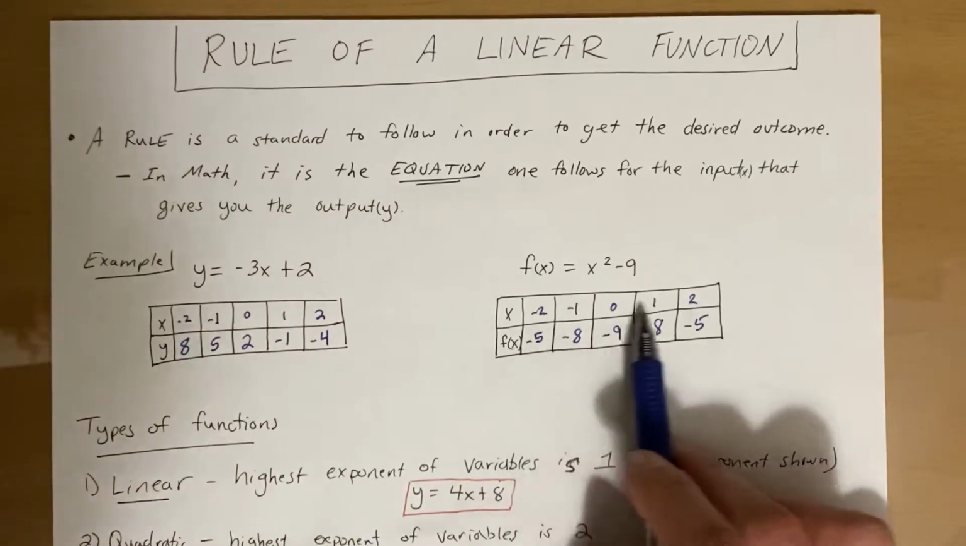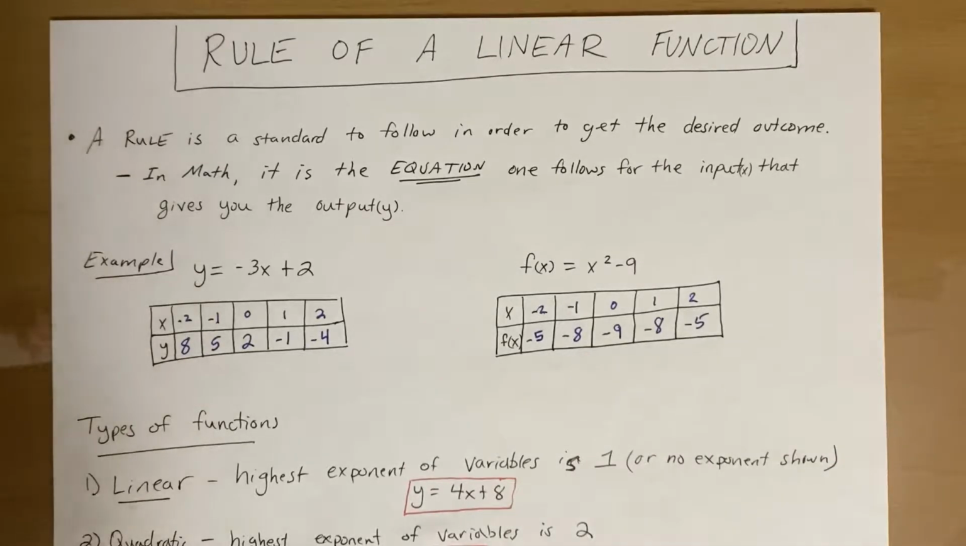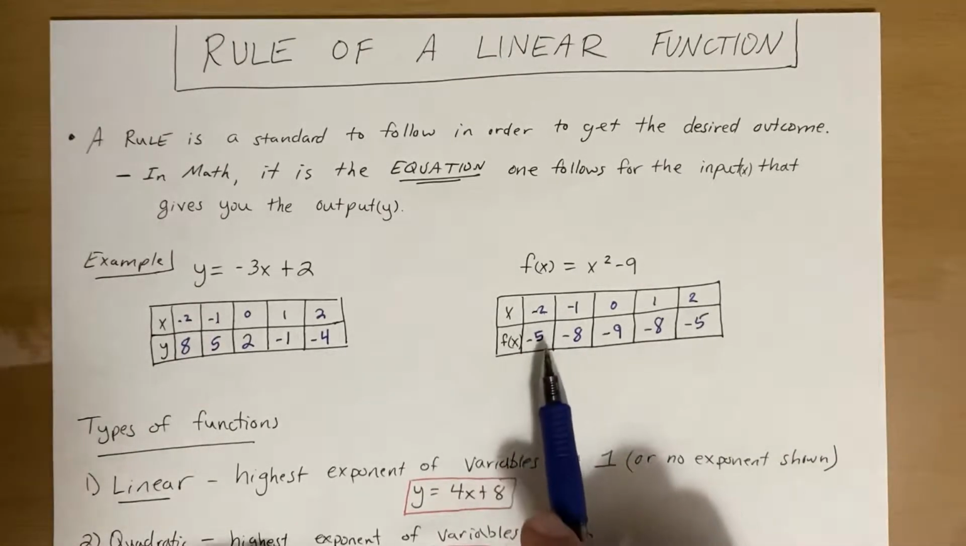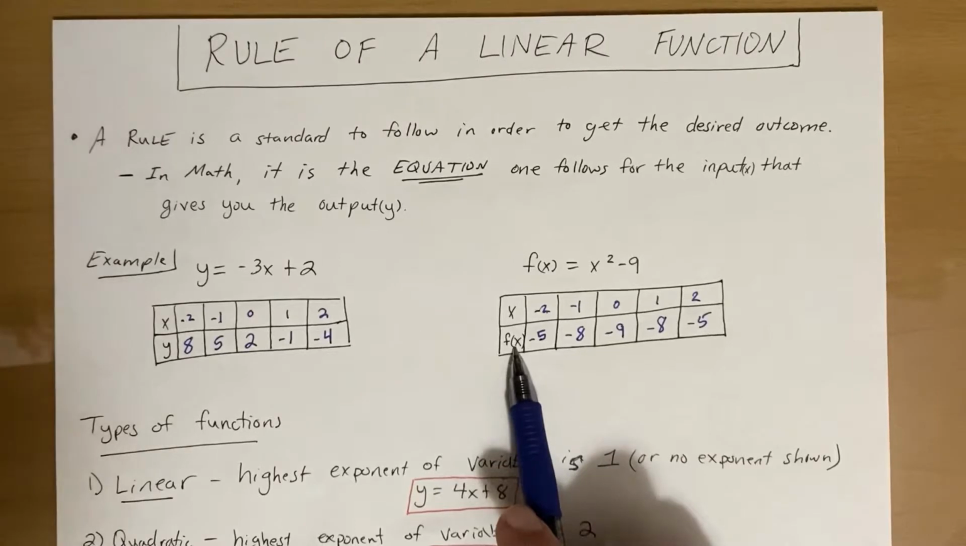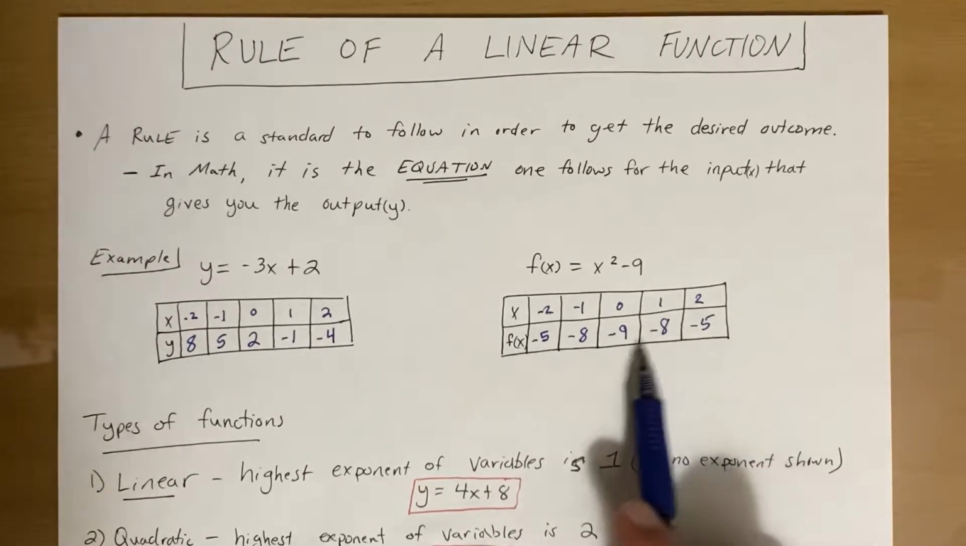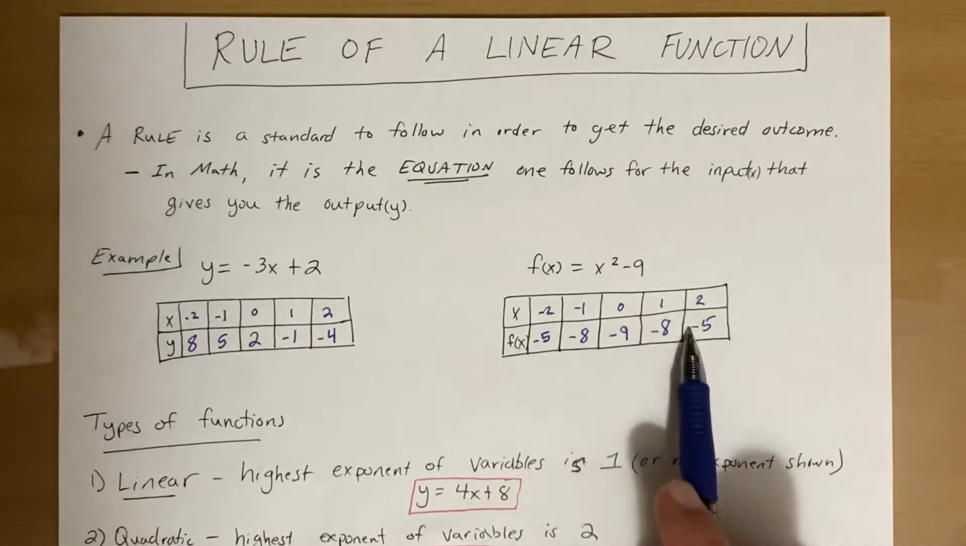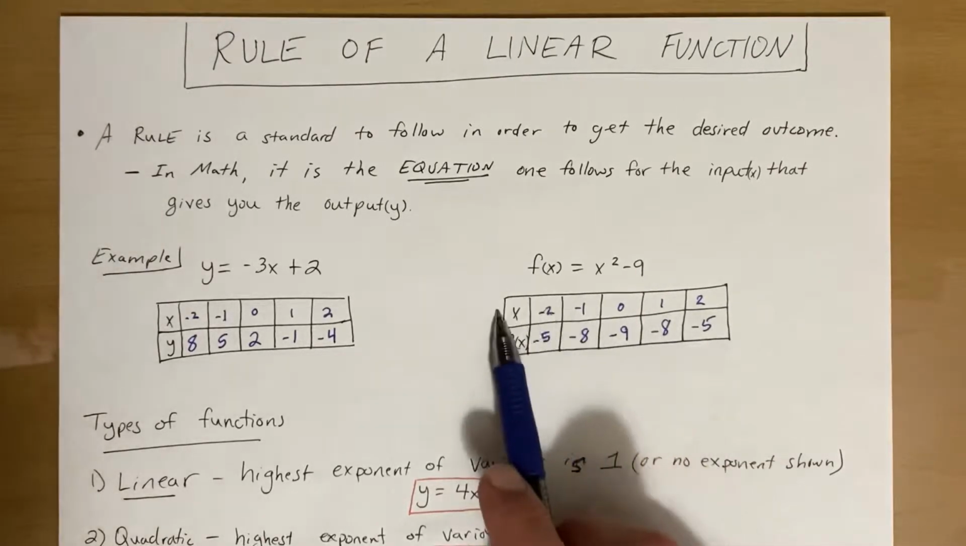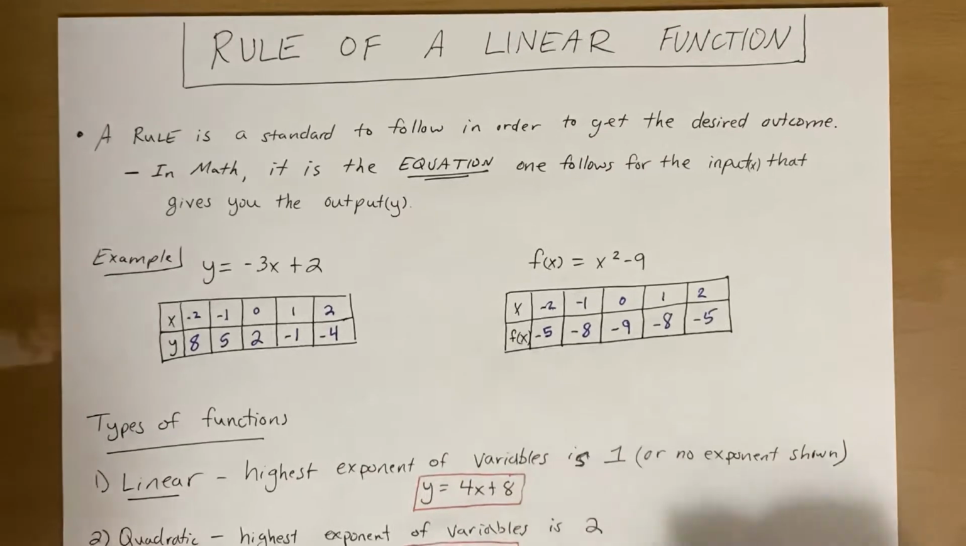So there's my rule, there's my values. When I plugged in these values for x, I got these values for y. And notice this would be a function, okay? F of x is like y, right? This is x, this is y. Well, -5 repeated and -8 repeated, but that was my output. It's okay if my outputs repeat. The only thing that can't repeat is my input.